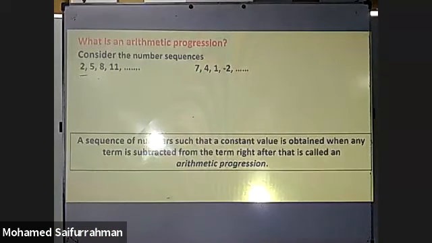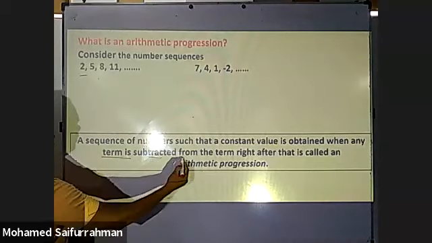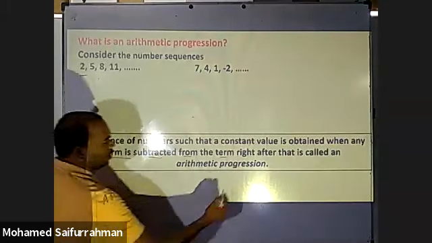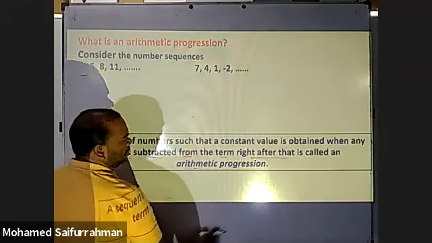A sequence of numbers such that a constant value is obtained when any term is subtracted from the term right after that is called an arithmetic progression. A number sequence which gives a constant value when any term is subtracted from the term right after that is called an arithmetic progression.